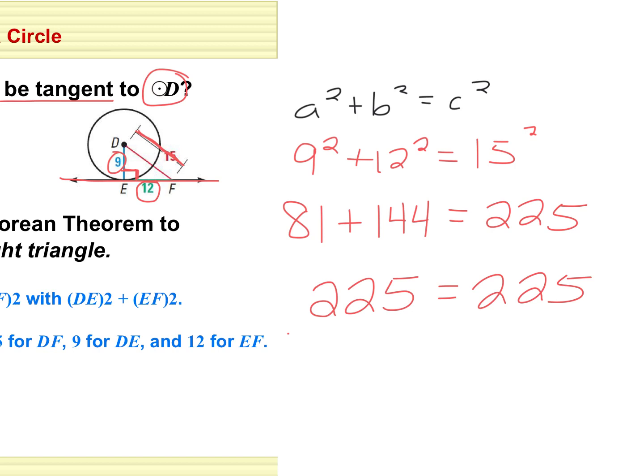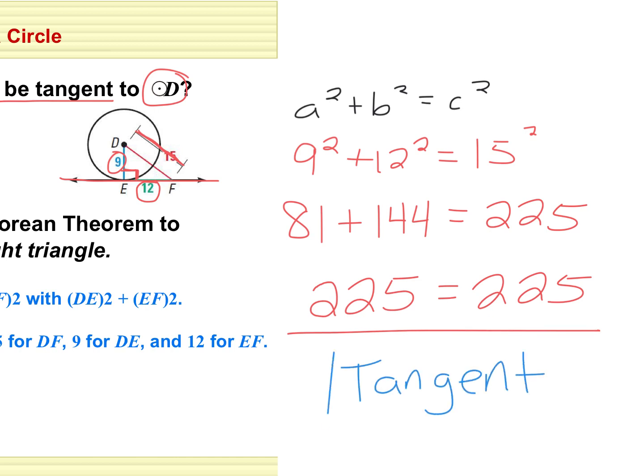Is that a true statement? Does 225 equal 225? Yes, so therefore, it is a tangent line. Okay. Those side lengths of the triangle satisfy the Pythagorean theorem, so therefore it is a tangent line. What if I did not get a true statement here? Then it wouldn't be a tangent line.